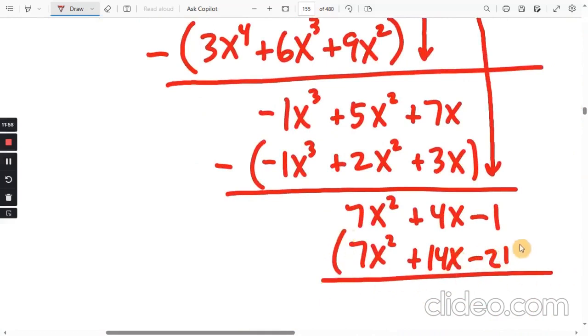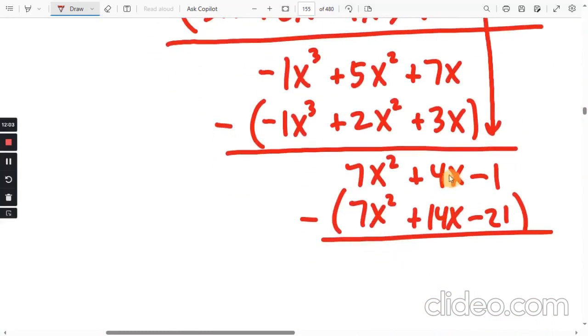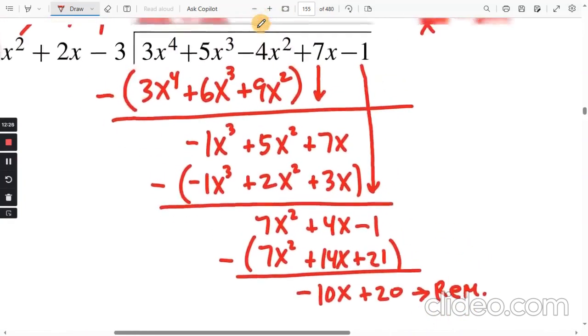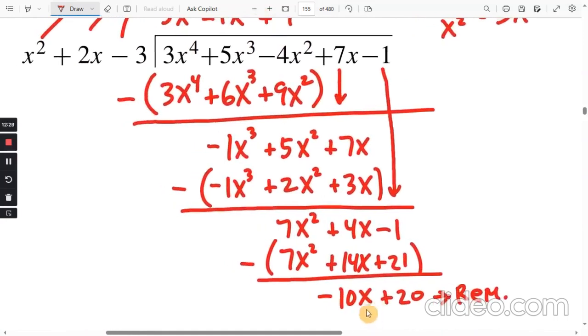Subtract this whole thing. 7x minus 7x, gone. 4x minus 14x is negative 10x. And negative 1 minus negative 21, the two negatives make it positive. Negative 1 plus 21 is 20. That right there is your remainder. And we said the remainder goes over the divisor, so it's going to be plus this in the numerator. So plus negative 10x plus 20.